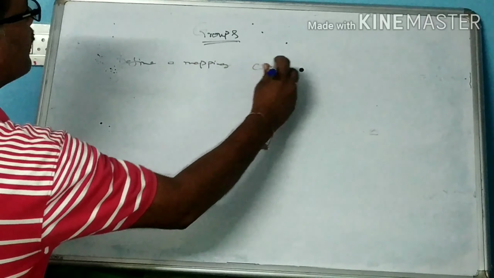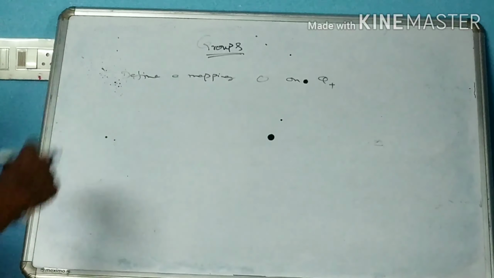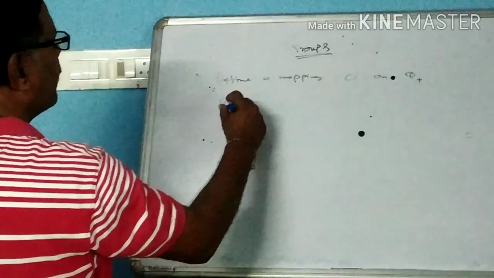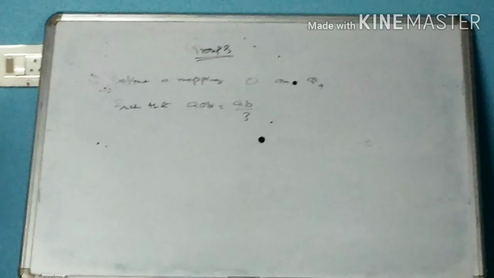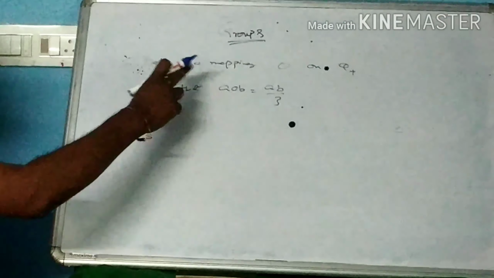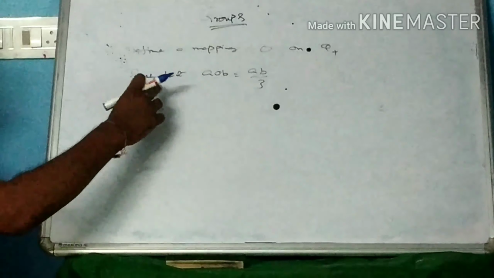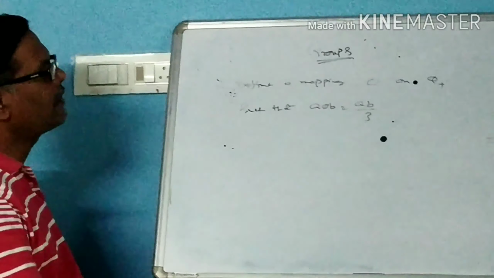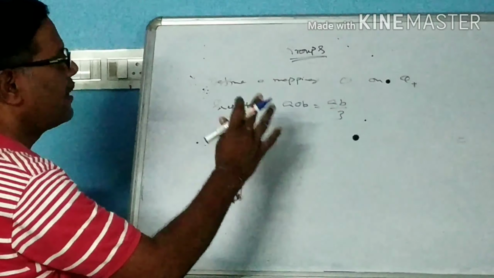Circle on Q plus. Q plus means the set of all positive rational numbers. Define a mapping circle on Q plus such that a circle b is equal to ab by 3. Whether this circle is a binary operation on Q plus or not, let us discuss.